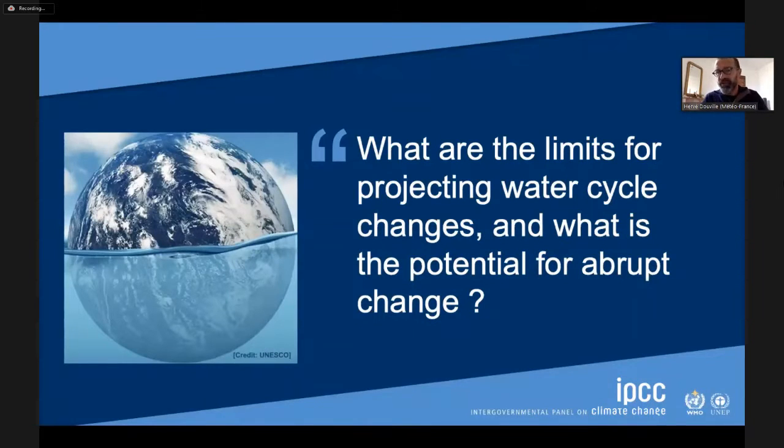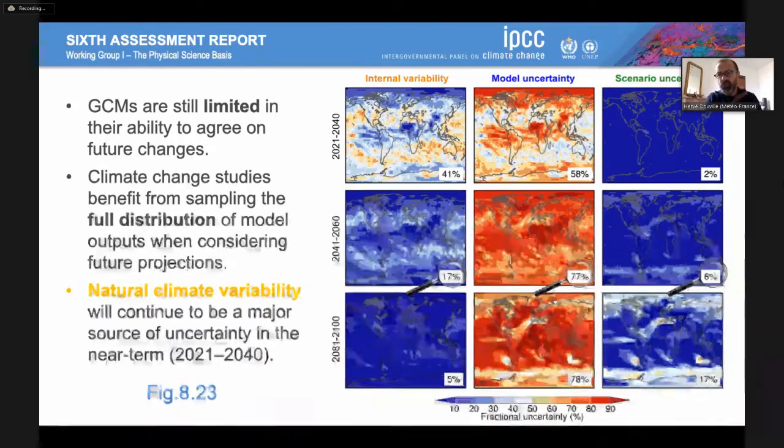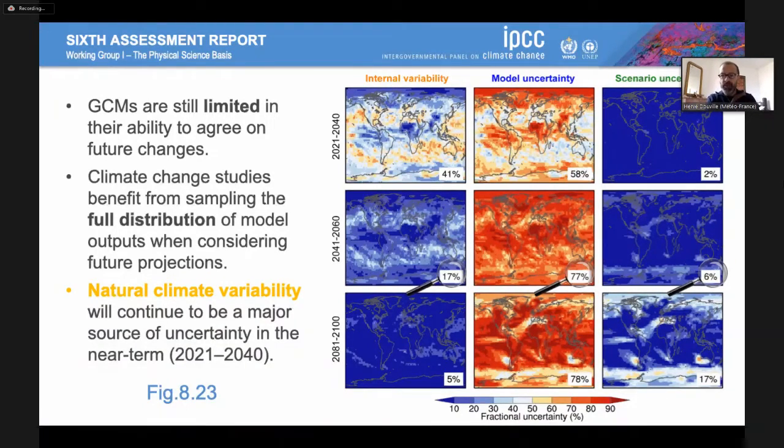So all those findings are quite robust, based on multiple evidence and multiple generations of CMIP models, but there are still limits for projecting water cycle changes, whose quantitative assessment remains uncertain and cannot exclude the potential for abrupt change. For instance, if we mix all CMIP6 models and all SSP scenarios, and we show here total uncertainties in the annual mean precipitation response, we see that the total uncertainty can arise from three contributions whose relative importance depends on the selected time horizon.